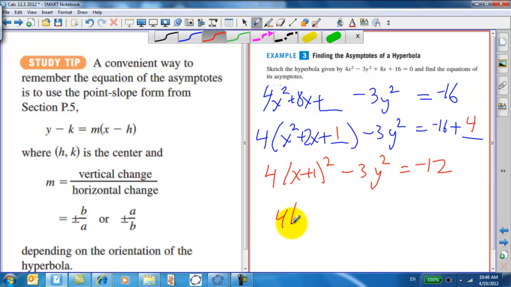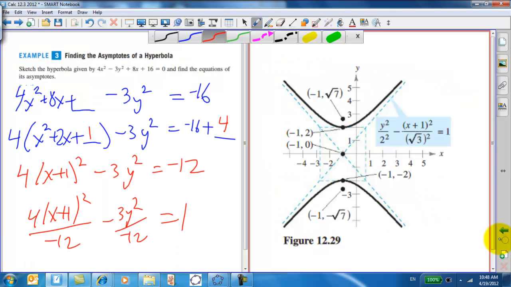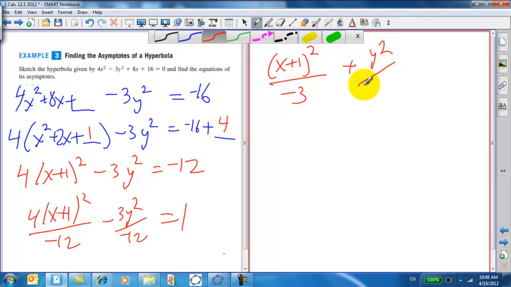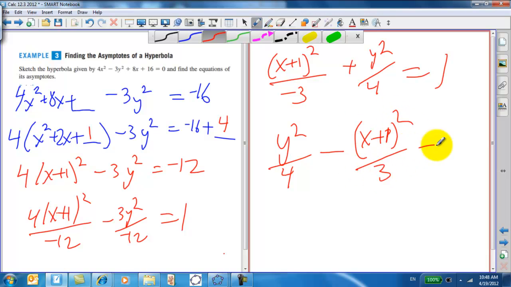Divide both sides by negative 12. 3y squared over negative 12 equals 1. And now we can start talking about what this looks like. That is, it's x plus 1 squared over negative 3 plus y squared over 4 equals 1. I'm going to write it in the subtraction order this way: y squared over 4 minus x plus 1 squared over 3 equals 1.